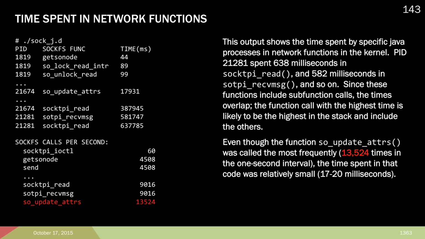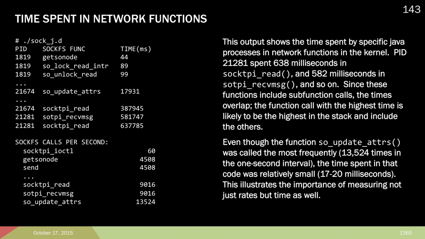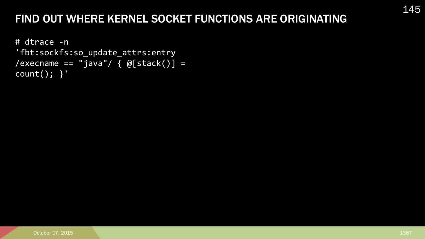Even though the function so_update_attrs was called the most frequently, 13,000 times in the 1 second interval, the time spent in that code was relatively small, 17 to 20 milliseconds. This illustrates the importance of not just rates, but time as well. And latency matters for most applications.